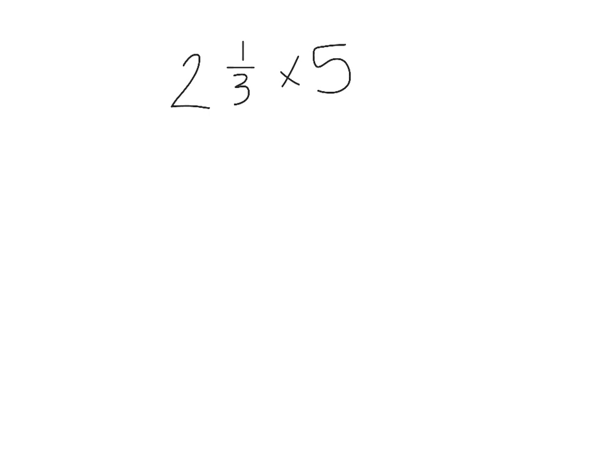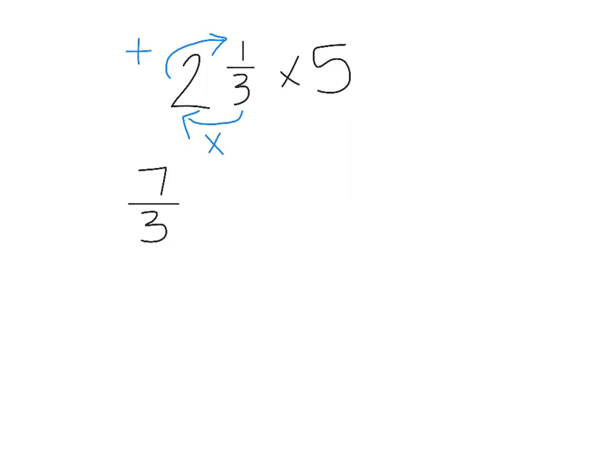So to do that, we're going to take our denominator and multiply it by our whole number. And then we're going to add that to our numerator. If you can visualize, it's like you're going in a circle in the motion of doing a cartwheel. So we multiply 3 times 2, we get 6, and then we add 6 to 1, and we get 7. So our fraction becomes 7/3.